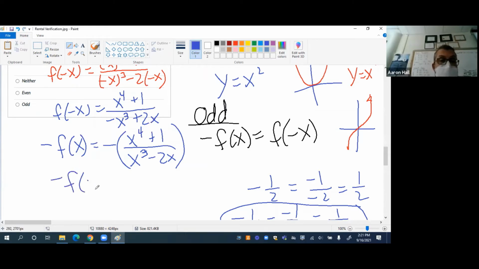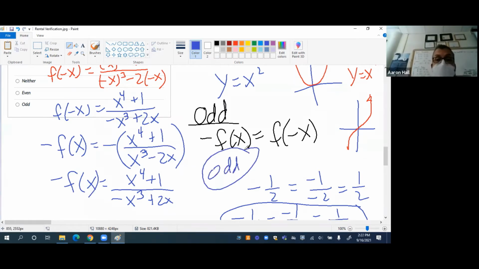That gives me negative f of x equals x to the power of 4 plus 1 over negative x cubed plus 2x, and we get the same thing, which means that f of x has to be what? It's odd. This one is odd. Make sense? Any questions? Could you distribute this negative to both the numerator and denominator?